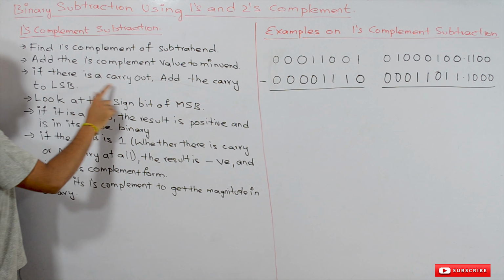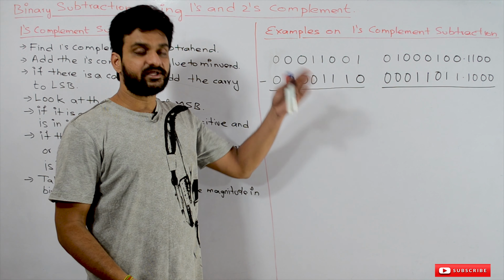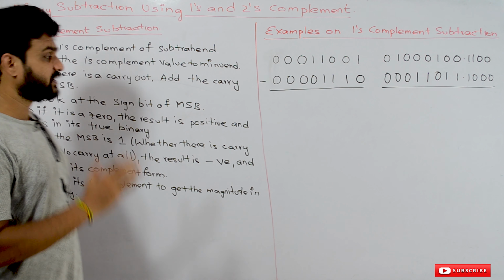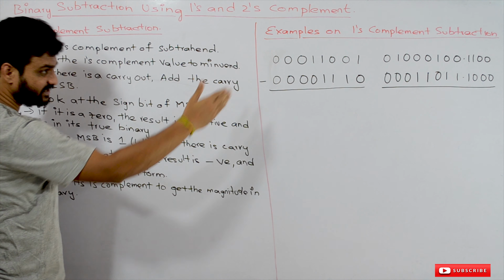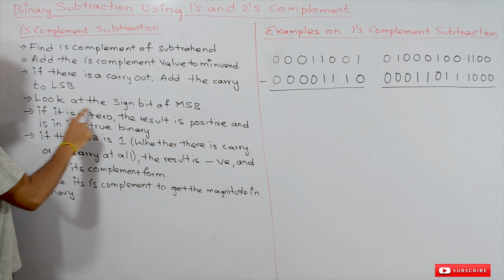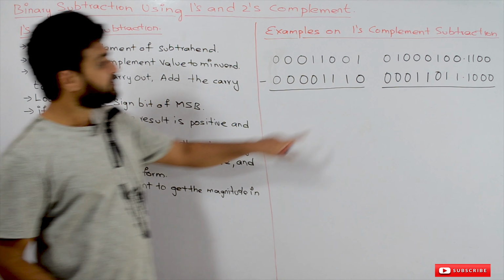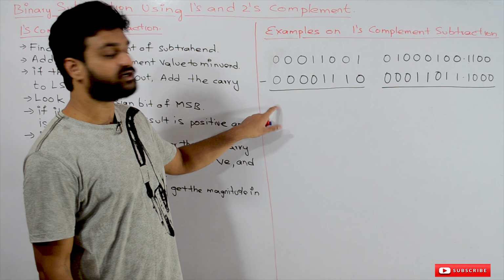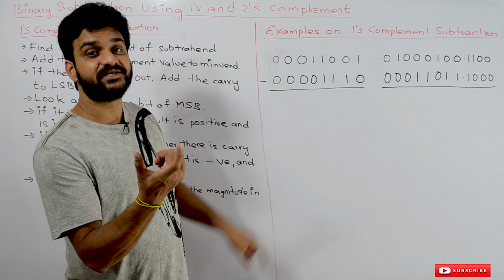Now, by doing the addition, if there is a carry out, what we have to do? Add the carry to the LSB, the least significant bit. After adding the carry, look at the sign bit of the MSB. So find the last bit. What is the sign bit representing?